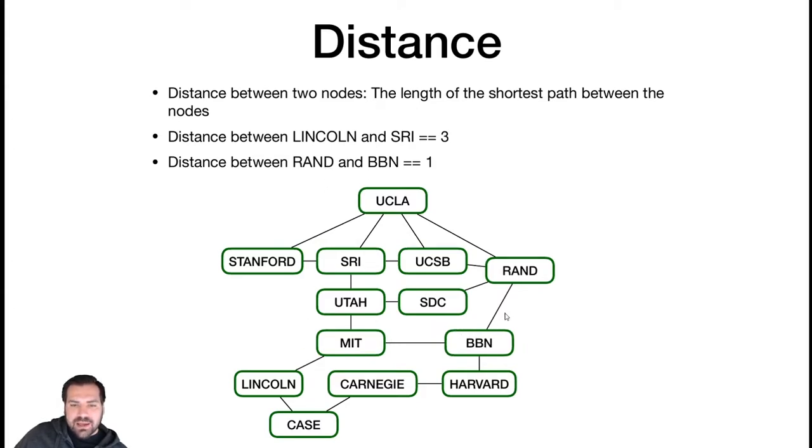Rand and BBN, they're connected by an edge. So the distance between those two nodes is 1. It only takes one edge to be able to get from one to the other. So this is our distance, the length of the shortest path between those two nodes. And that's what we want to find for the lecture question today.